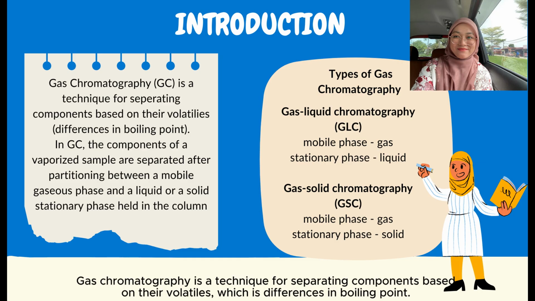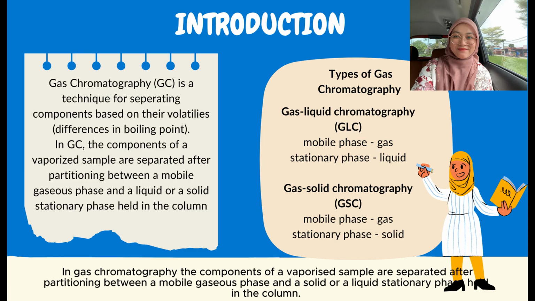Gas chromatography is a technique for separating components based on their volatility, which is differences in boiling point. In gas chromatography, the components of a vaporized sample are separated after partitioning between a mobile gaseous phase and a solid or liquid stationary phase held in the column.